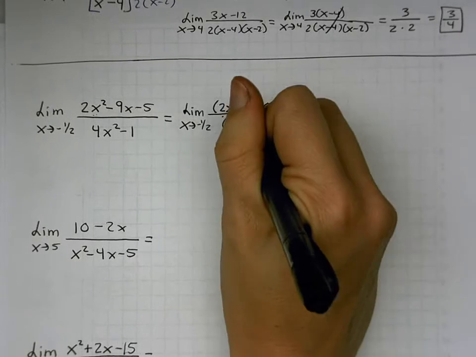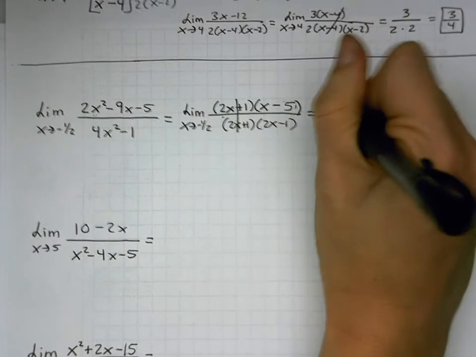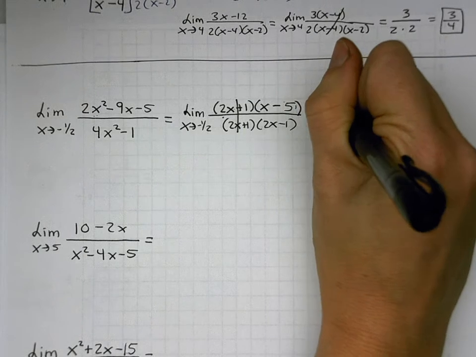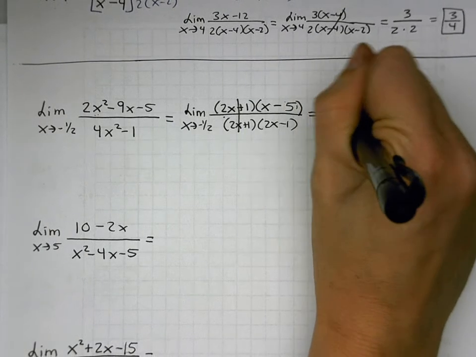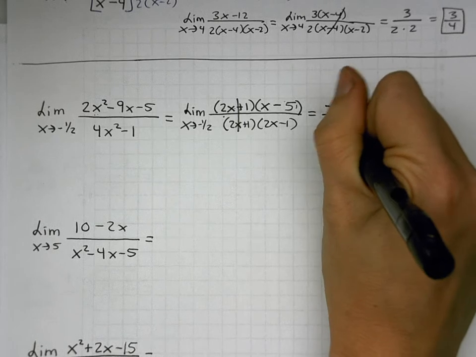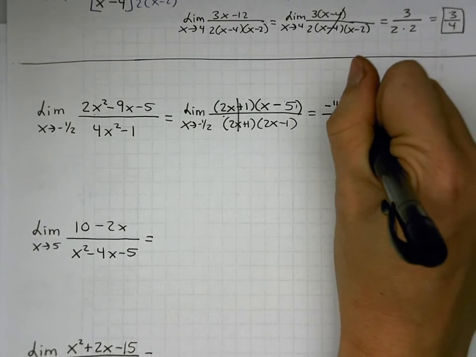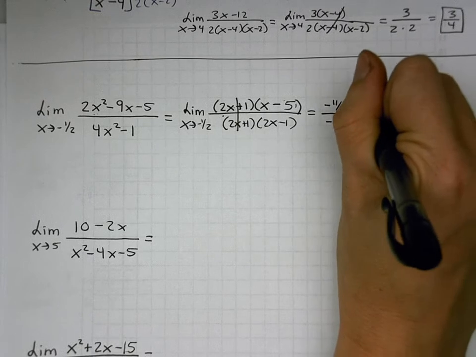The 2x plus 1's cancel, so now when I plug in, I have negative 1/2 minus 5, which is negative 11/2, divided by negative 1 minus 1, which is negative 2. And so my answer is 11/4.